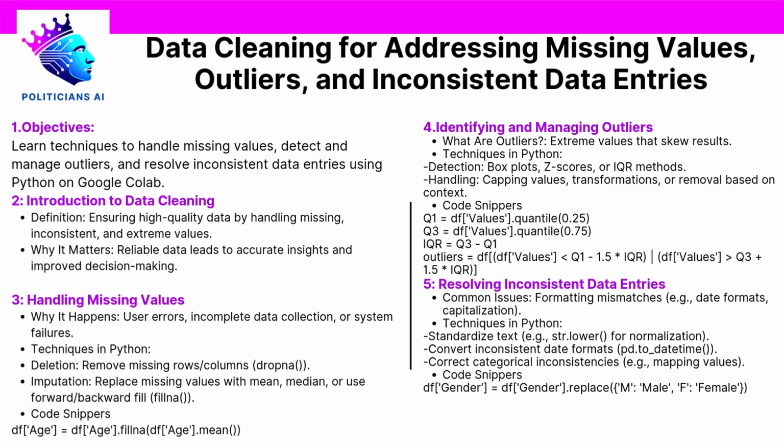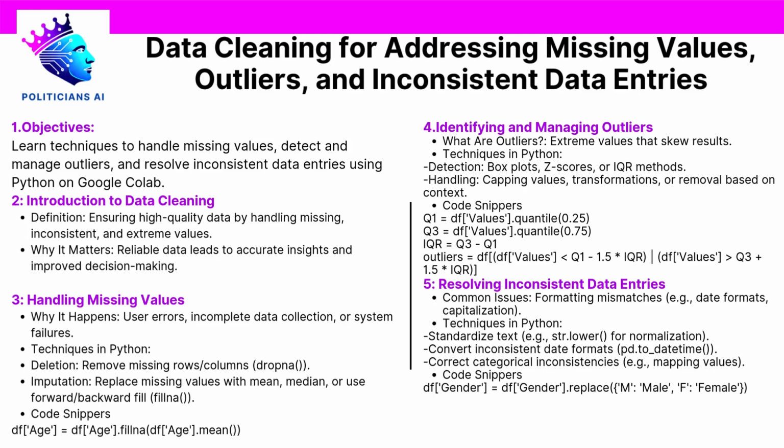Once identified, there are three common approaches to handle outliers. You can cap extreme values within a maximum or minimum threshold, transform them using logarithmic or square root transformations, or remove them entirely if they are errors or irrelevant to your analysis. The approach you choose will depend on whether the outliers hold meaningful information for your analysis.